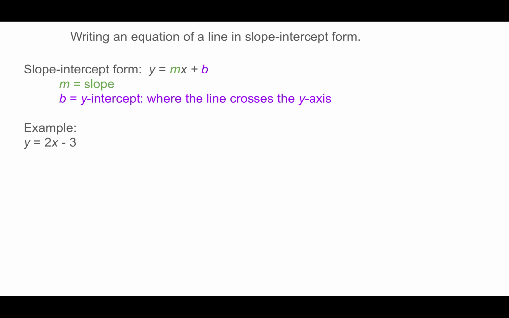Let's start with the example. Y equals 2x minus 3. The slope in this case is the number in front of the x, which we call the coefficient, so the slope is 2, and the y-intercept, or the b, is negative 3. If this was a plus sign, it would be a positive 3.